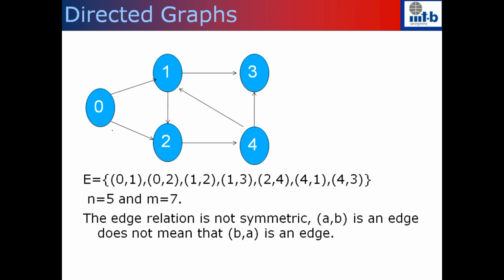If (i, j) is an edge in the graph, then we draw an arc from the node i to j. For example, (0, 1) is an edge here, so there is an arc from 0 to 1. (0, 2) is an edge, so there is an arc from 0 to 2 and so on. In this graph the number of vertices is n and the edges are as given in this set. Pictorially they are all marked as arrows in the graph.